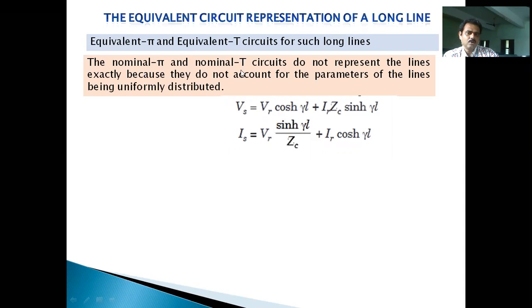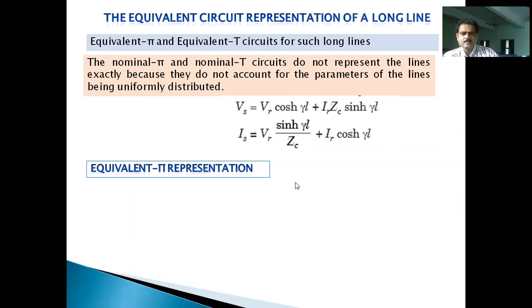Nominal T and nominal pi models give approximate values for a short transmission line, they won't give the exact values, whereas the equivalent pi and equivalent T represent the exact values. Up to 250 kilometers of line we can use the nominal pi model, and the nominal T model can also be used up to 250 kilometers of a transmission line. So now our aim is to find the equivalent pi representation of a long transmission line.